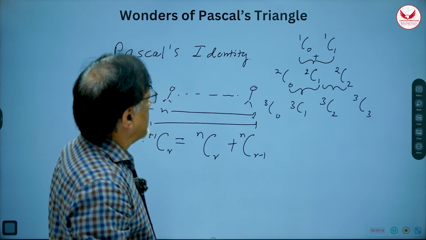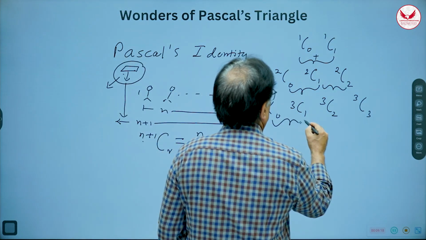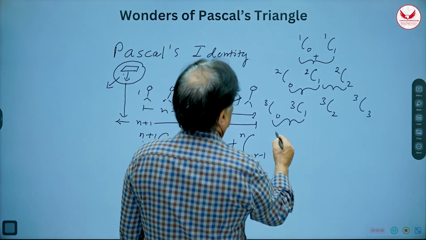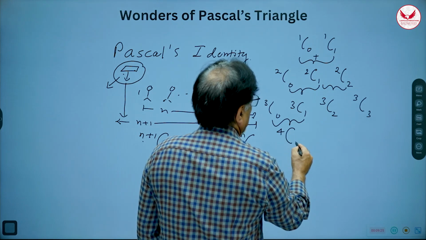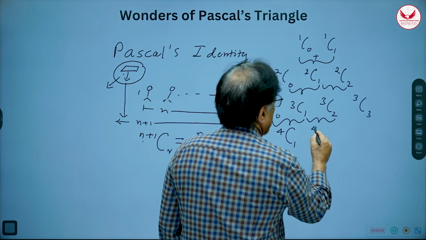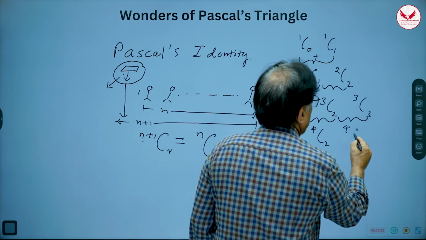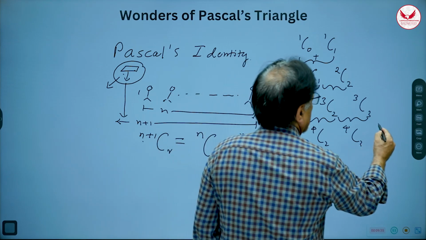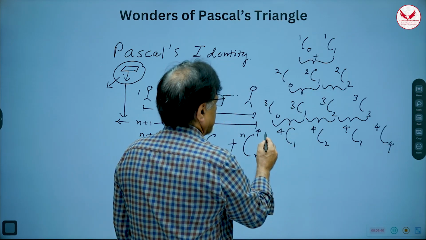Now, again I apply the same identity again and again. Suppose I add these two. 3 becomes 4 and r is 1 here, so it will be 4C1. If I add these two, I'll get 4C2. If I add these two, I'll get 4C3. What is left is 4C4, and on this side, 4C0.